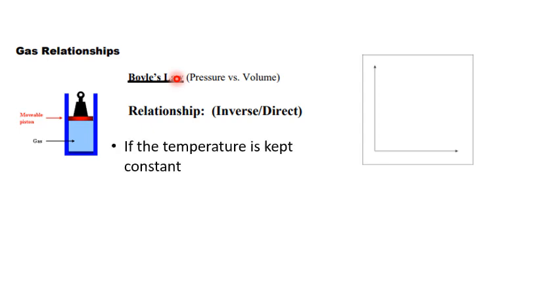The first thing we're going to look at is a little cylinder with a piston. This is a piston right here, and we are going to move that. Now remember, the temperature is constant. We're not looking at temperature. We're only focusing on pressure and volume in this case.